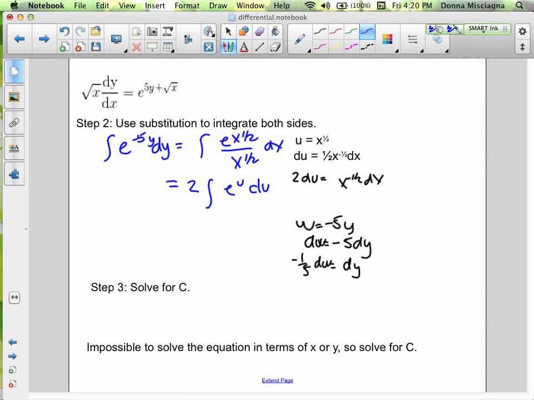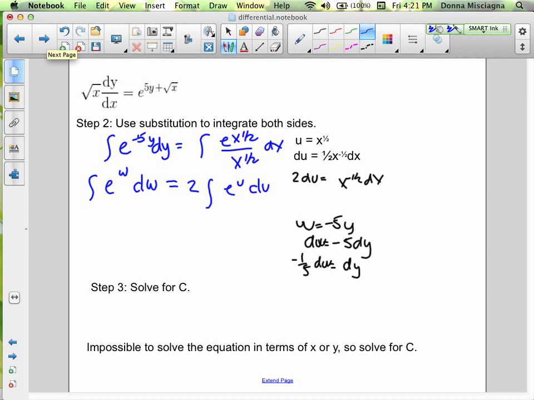I don't want to call it u because I already said u is x to the 1/2. I can't go saying u is something else. So w is going to be negative 5y. So on the other side, we're going to have e to the w power dw. Now, the only thing I don't have, when I take the derivative of negative 5y on the chain, is the negative 5 part.